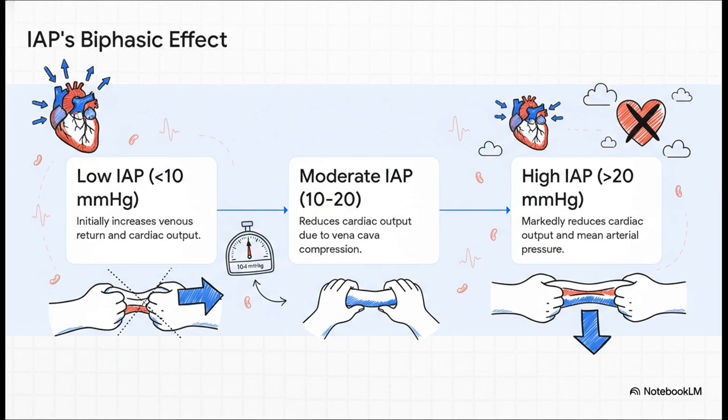The effect of that intra-abdominal pressure, or IAP, on cardiac output isn't a simple one-way street. It's this really important biphasic response. So picture this. At low pressures, say under 10 millimeters of mercury, the squeeze on the abdominal veins actually helps, and it increases venous return and cardiac output. But then, as that pressure starts to climb, it begins to squash the vena cava, and that's when your preload drops and cardiac output starts to fall off a cliff.